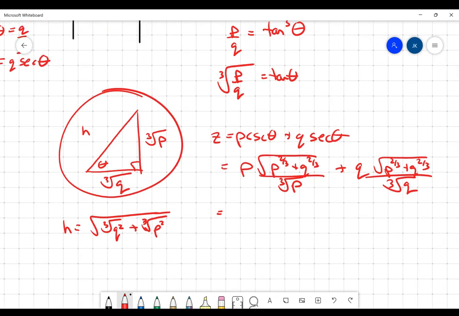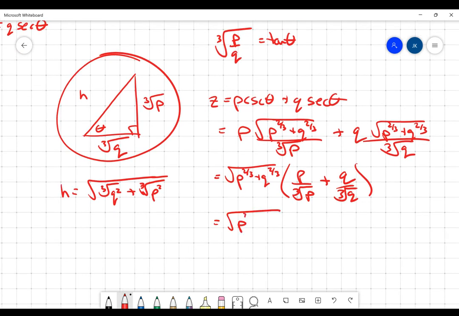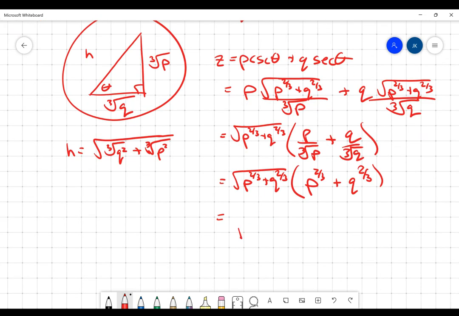So now I've got this common square root of p to the 2/3 plus q to the 2/3, and that's going to leave me with p divided by the cube root of p plus q divided by the cube root of q. Well, p divided by the cube root of p is going to be p to the 2/3. q divided by the cube root of q is going to be q to the 2/3. And notice what I've got here. When I put that all together, I get p to the 2/3 plus q to the 2/3. The bases are the same. This becomes to the 3/2.